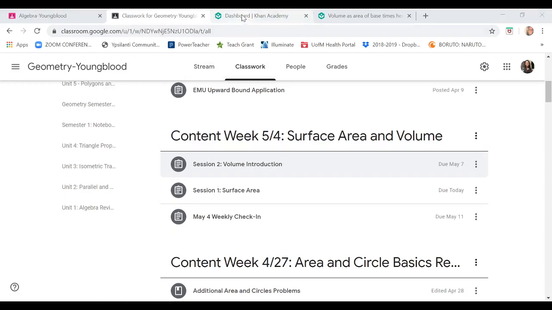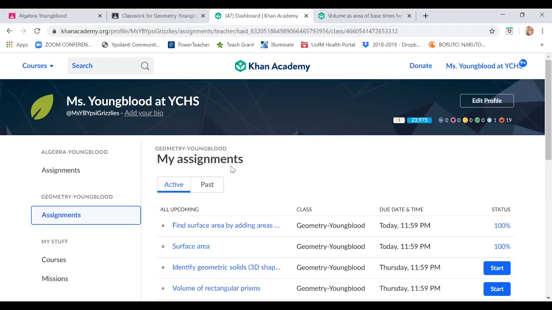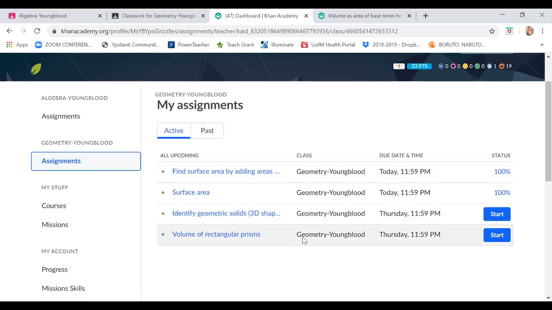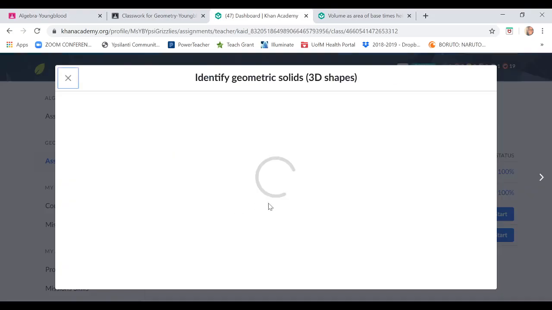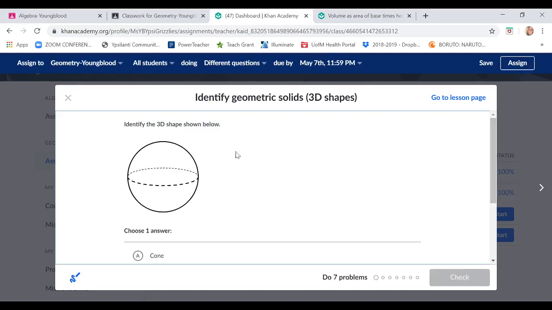So as I said, today we're talking about volume. We're going to start by looking at your first assignment. These assignments are both due Thursday. The first one that I think you should start with would be identifying geometric solids. So we're going to click on that assignment and get it going. There are 7 problems, but they're multiple choice and you're just identifying the shape.